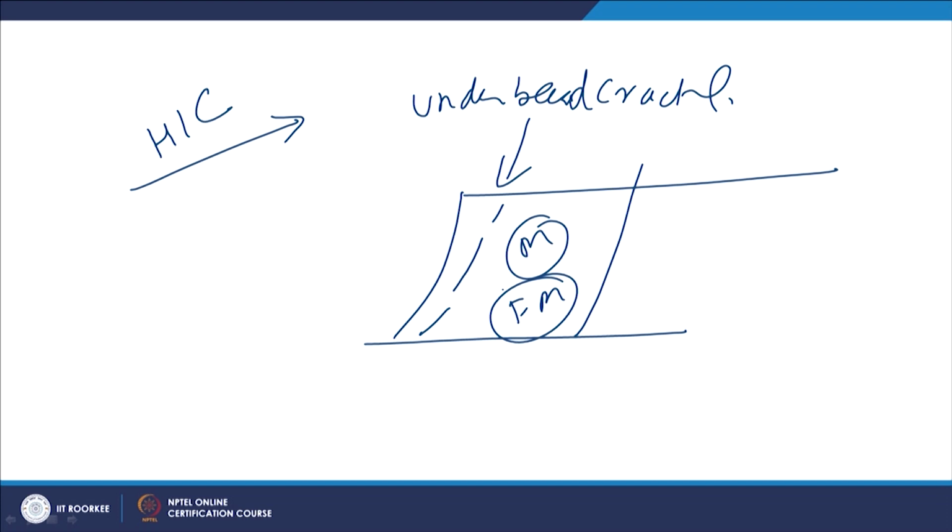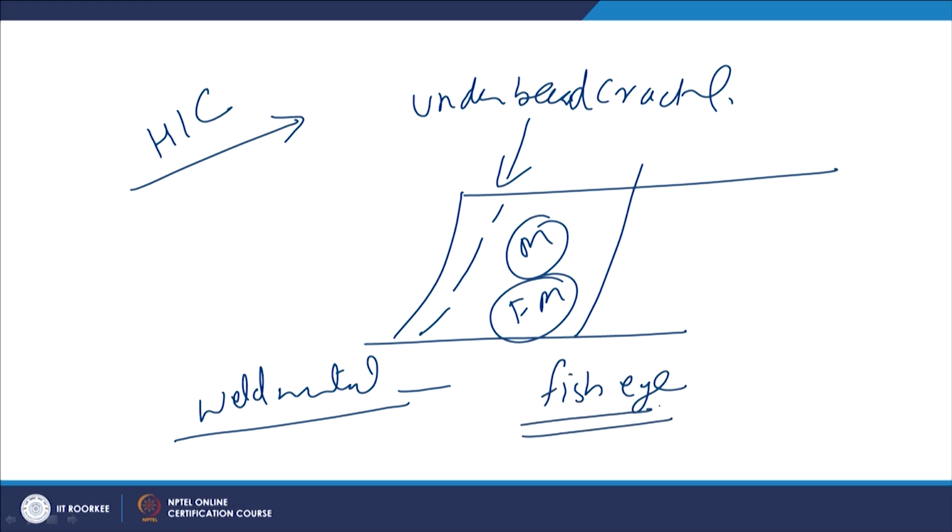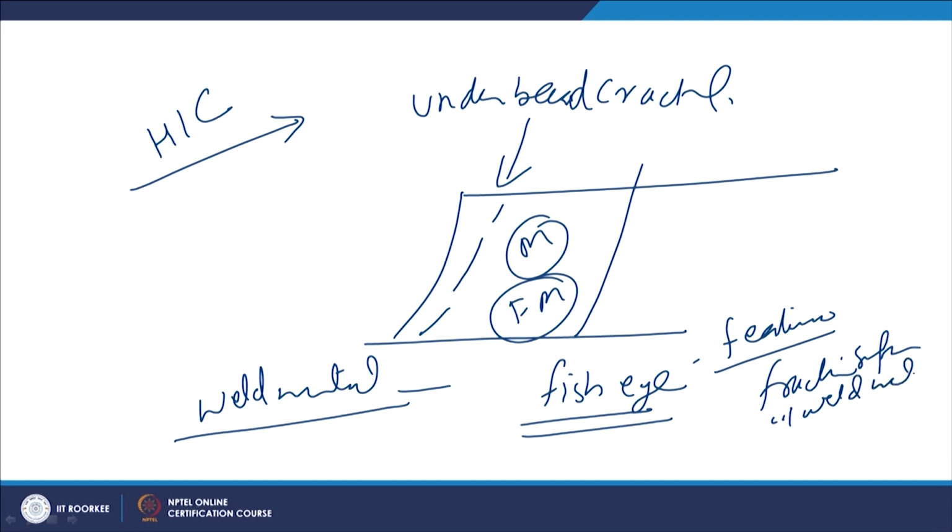Then the cracking which occurs in the weld metal is observed typically in terms of the fish eye. This kind of fish eye is a typical feature which is observed on the fracture surface of the weld metal which has failed due to the embrittlement promoted by hydrogen. So, the hydrogen induced cracking in weld metal appears in the form of fish eyes, especially on the fracture surface which is developed after the separation of the component from the weld metal.